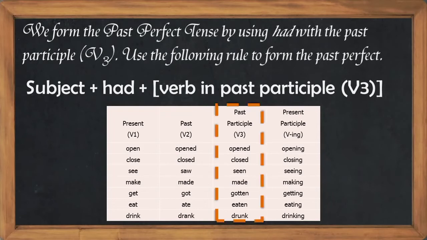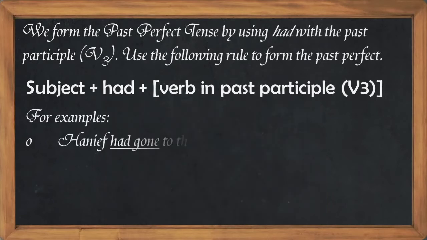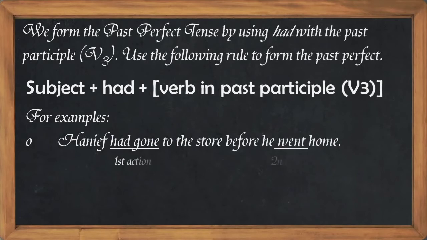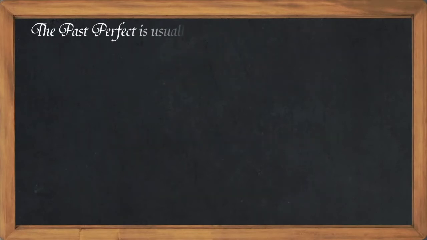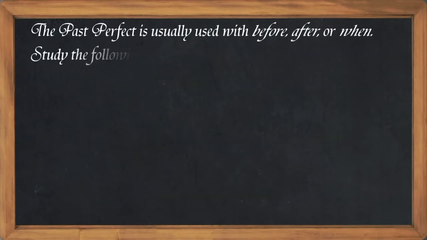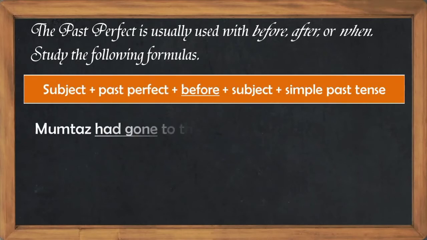For examples, Hanif had gone to the store before he went home. Had gone, first action. Went home, second action. We corrected our papers after we had taken the quiz. Corrected, first action. Had taken, second action. The past perfect is usually used with before, after, or when. Study the following formulas. Past perfect biasanya digunakan dengan before, after, atau when.